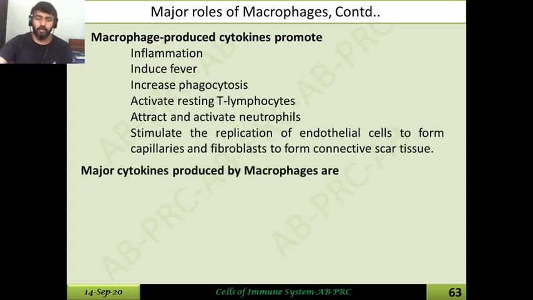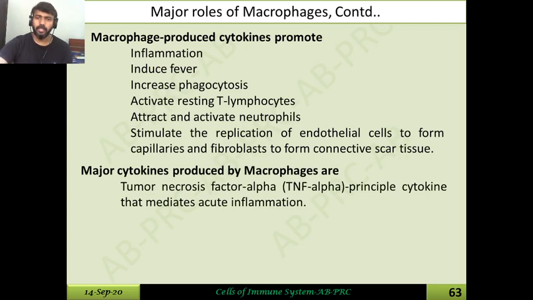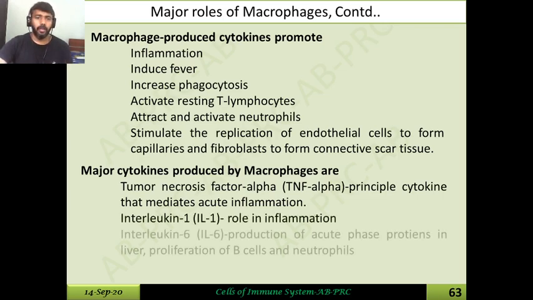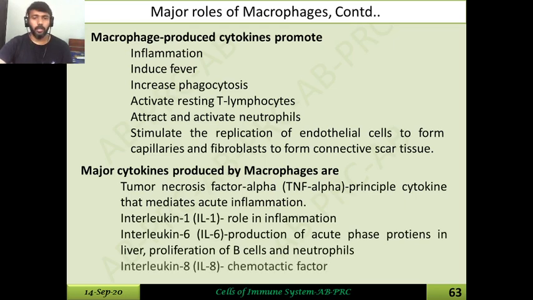Then important cytokines produced by macrophages include TNF alpha. These are some of the most important cytokines listed. Then you have interleukin 1, interleukin 6, and interleukin 8. So all these are the important cytokines secreted by these macrophages. So that's about these mononuclear phagocytic cells.